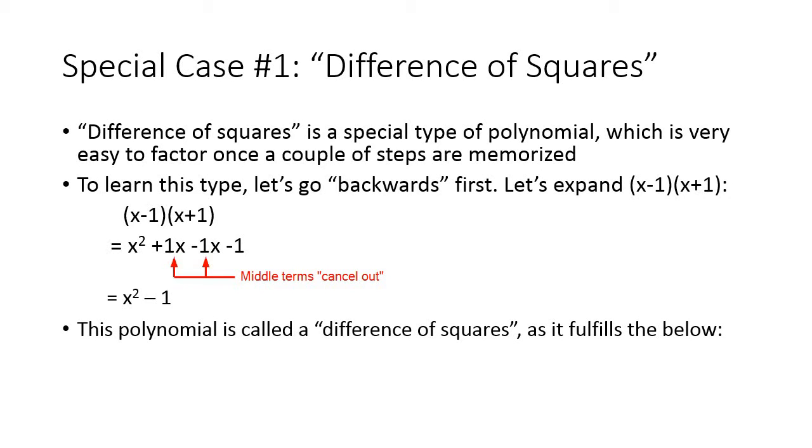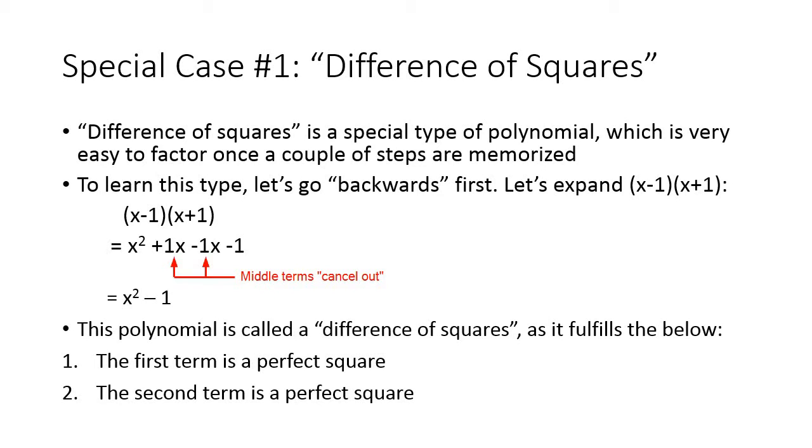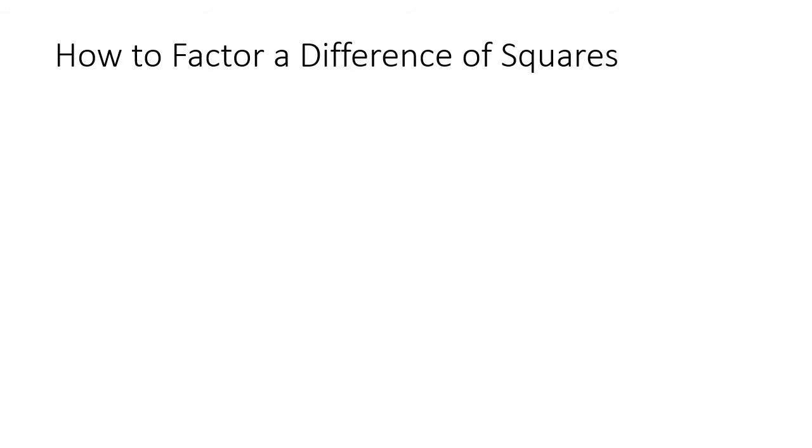This polynomial that we've ended up with is called a difference of squares, as it fulfills the below items. 1, the first term is a perfect square. X squared has a square root of x. The second term is a perfect square. 1 has a square root of 1. And both terms are separated by a minus sign. So difference of squares, difference means you have the minus sign there, and of squares, your first and second terms are both perfect squares. So this is how you can recognize this special case. If both numbers look like perfect squares and you're subtracting them, it is a difference of squares, and it's very easy to factor. So let's look at how to factor it.